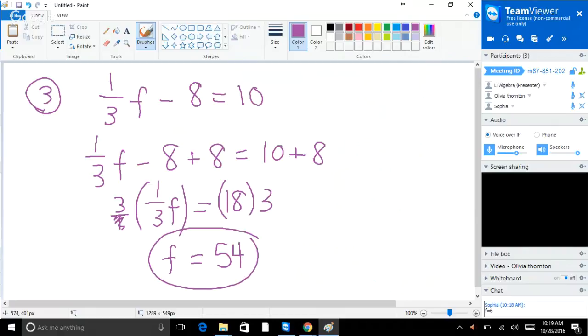Okay. So then how do I check this? We didn't do this on the other ones. I plug it back in. 1/3 times 54 minus 8. Does that equal 10? 1/3 times 54 is 18, minus 8, and that's 10. 10 equals 10.